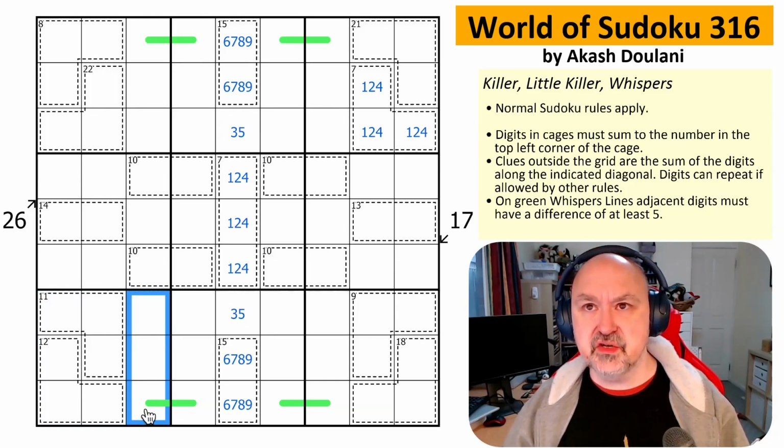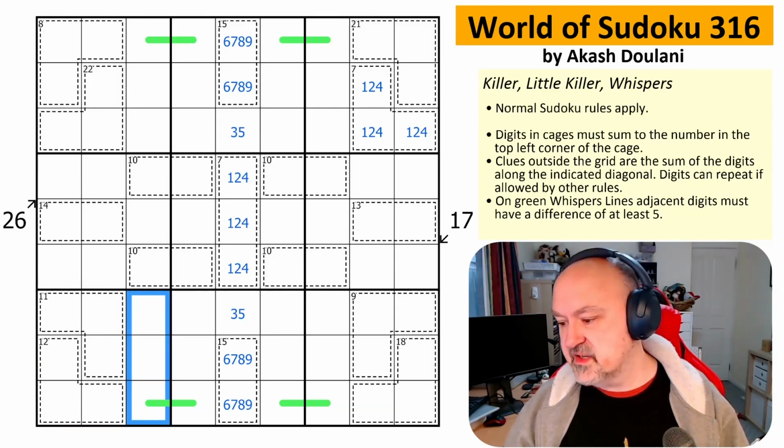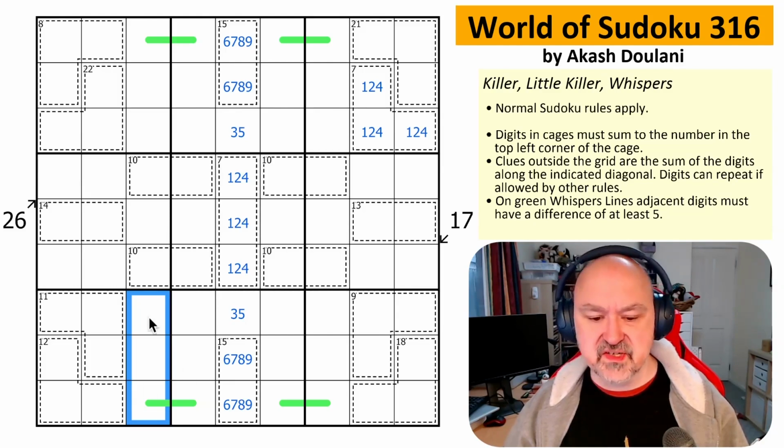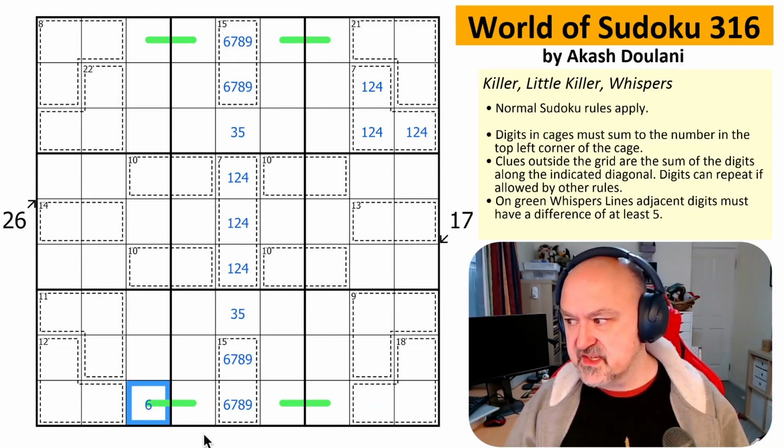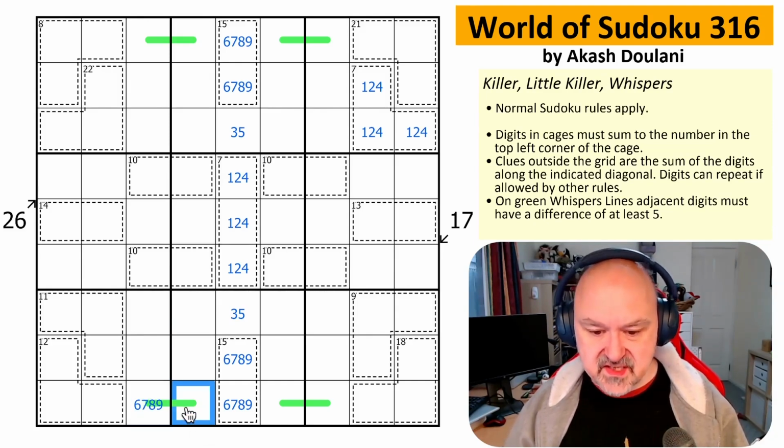Now, 22, yeah, I'm going to speed this up. 22, I think, can be done 2 ways. Yeah, 5, 8, 9, or 6, 7, 9. I can't put 5 on a whisper line, so this digit here must be high, 6, 7, 8, or 9, but that means this must be low, 1, 2, 3, 4. And that's because of the whisper line. All that's telling me is because this must be high, this must be low.